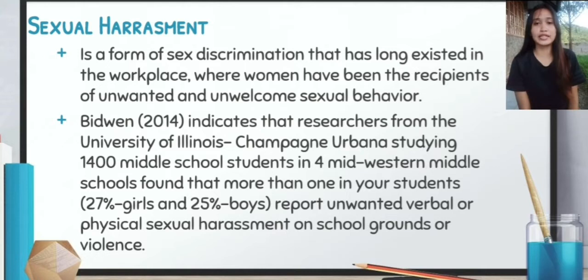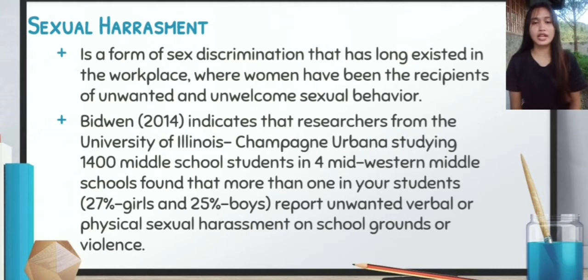Baldwin 2014 indicates that researchers from the University of Illinois, Champaign-Urbana, studying 1,400 middle school students in 4 Midwestern middle schools, found that more than 1 in 4 students, 27% of girls and 25% of boys, report unwanted verbal or physical sexual harassment or violence on school grounds. Sexual harassment occurs in our schools, hallways, and classrooms, often while other students are watching. Perpetrators include male and female instructors, school administrators, janitors, and coaches, as well as other students.